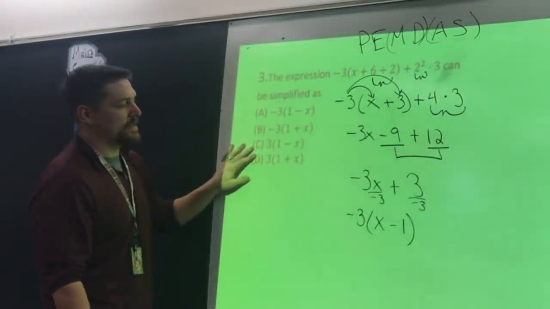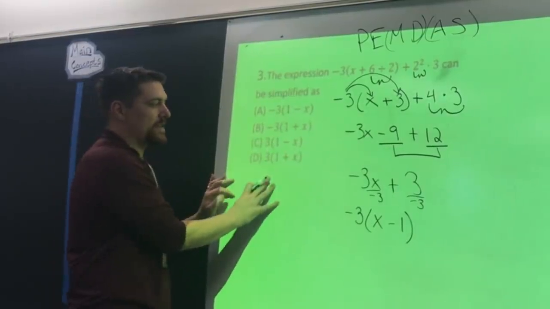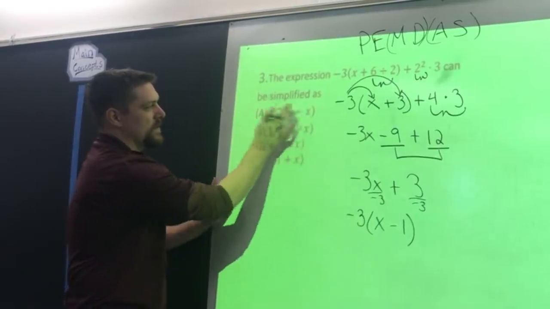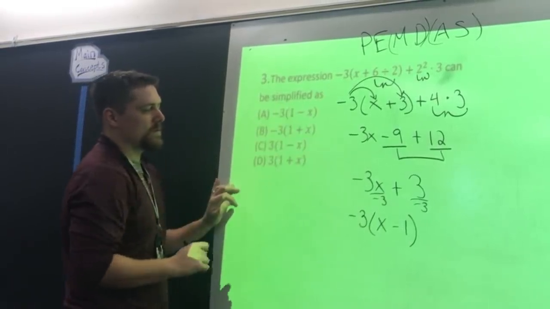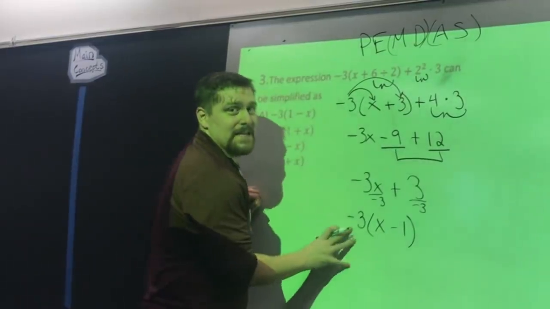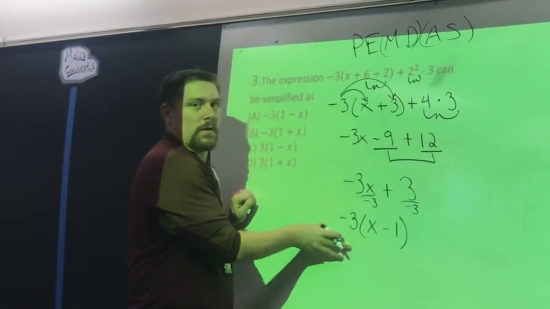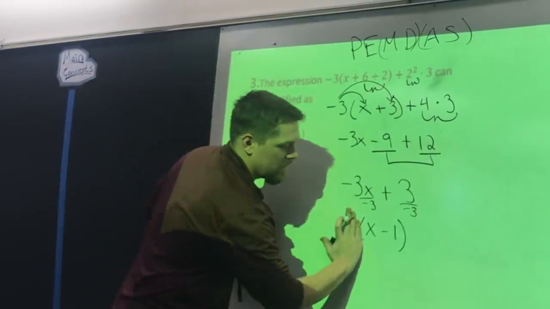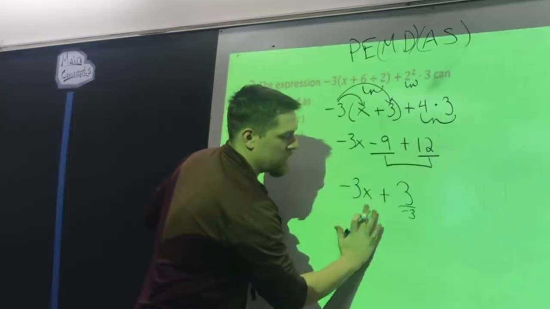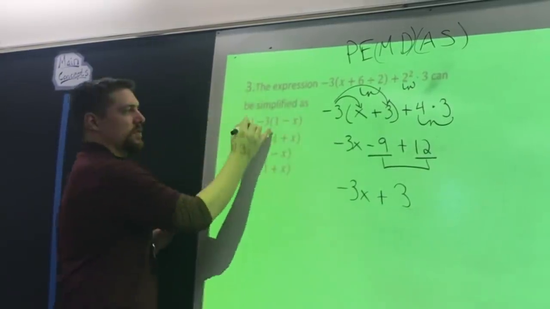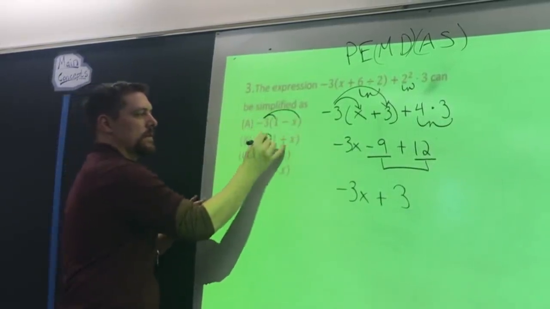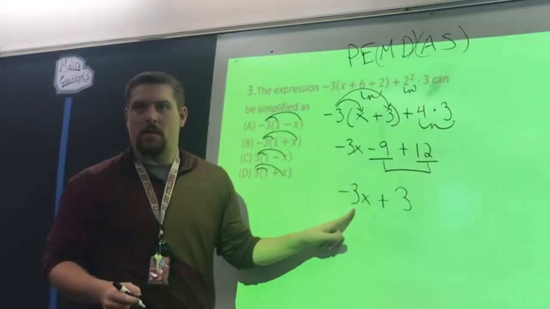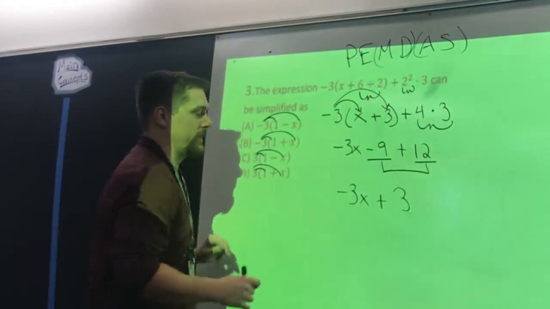Now, if I go through these answers here, I notice none of them match up perfectly at all. This one's missing the negative outside, but it's oh so close. This one, x and 1 are switched. So this is the right answer, but it doesn't look the way they want us to write it. So a way to get around this is to use our multiple choice and distribute each one of these to see which one would look like this or have these same numbers and variables.